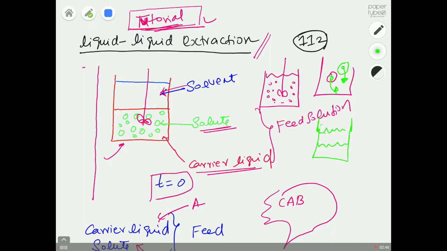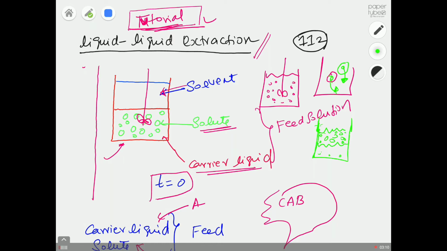I showed this diagram in lecture 4, I think. And then you will have a lot of solute in the extracting solvent at the top, and very little solute in your feed solution at the bottom. So that's how your liquid-liquid extraction works.